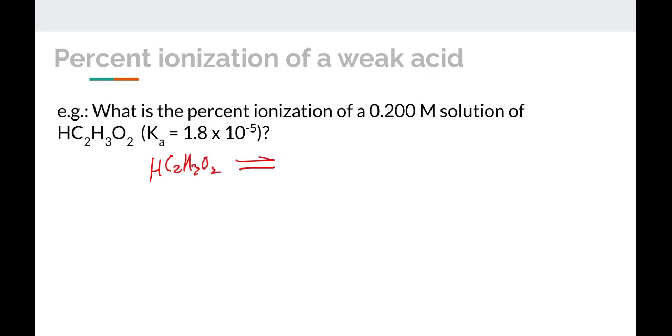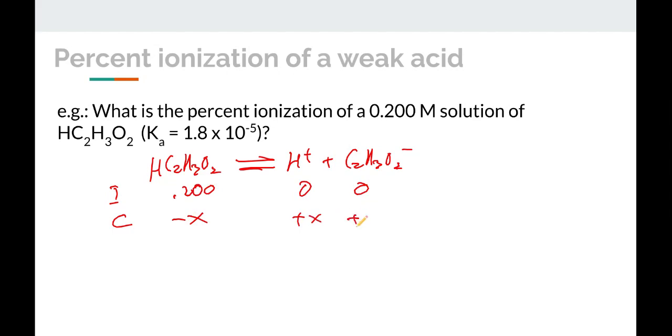HC2H3O2 is going to be in equilibrium with H+ and C2H3O2−. Initial, it's a 0.200 molar solution. Change, it's all 1 to 1. Equilibrium, this will be 0.200 minus x, this will be x, and this will be x.